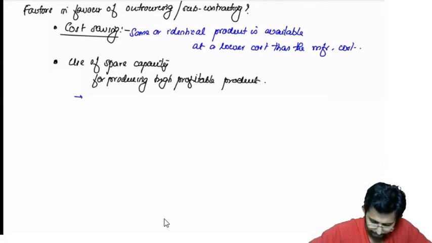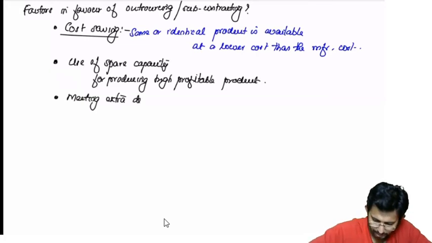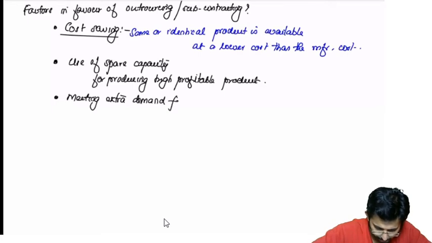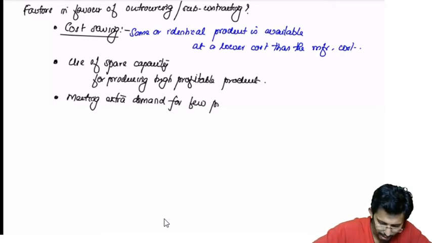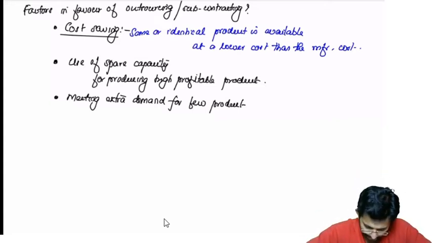Next, there may be situations of meeting extra demand for few products. A particular product has a huge demand which is not able to be met from the factory production itself. So what you can do, you can subcontract the manufacturing to another person, procure the manufactured goods from the subcontractor, then sell the product. Basically a trading kind of thing, so that you will be able to meet the maximum demand.